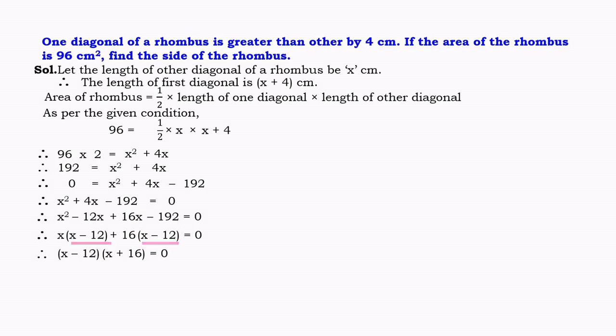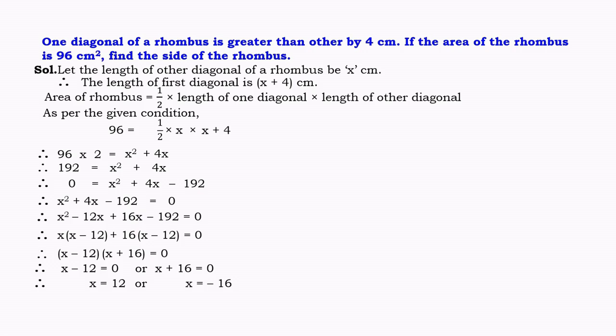The equation has now been factorized. Since the product of two factors is 0, either factor can be 0. So, x plus 16 equals 0, or x minus 12 equals 0. This gives x equals negative 16.